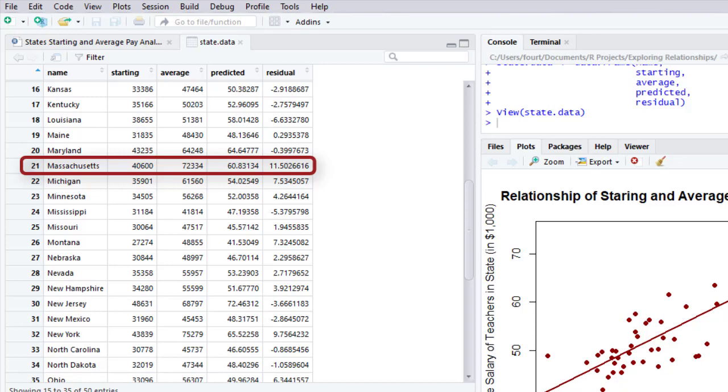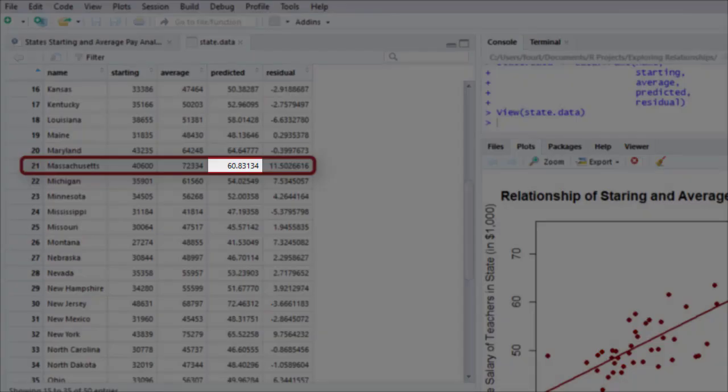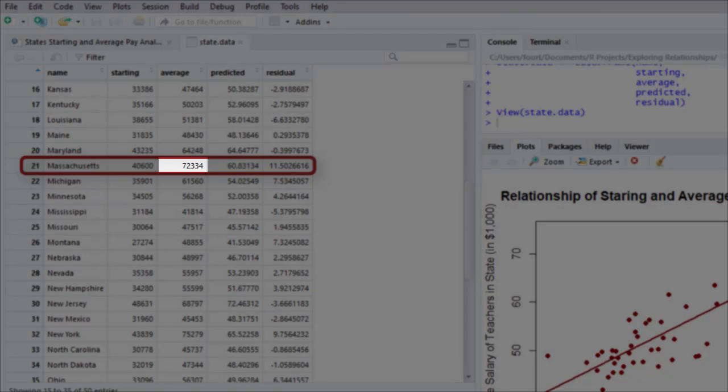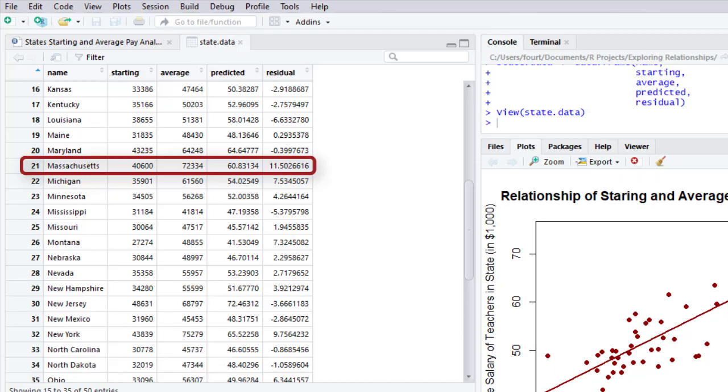One of the primary purposes of residual analysis is that it helps us identify cases that we might want to investigate. Whatever the reason, the model predicted that the average teacher salary based on starting salary would be about $60,800 per year, but instead, the average teacher salary in Massachusetts is $72,300, or at least it was in 2014.